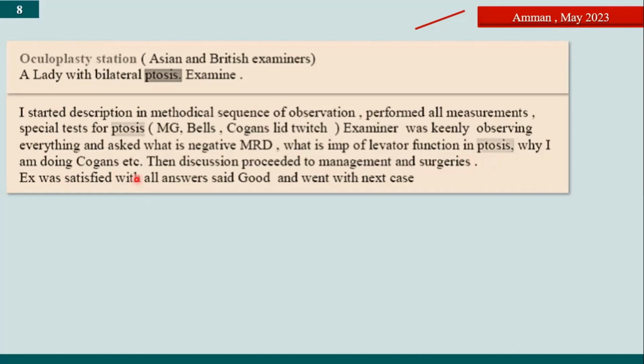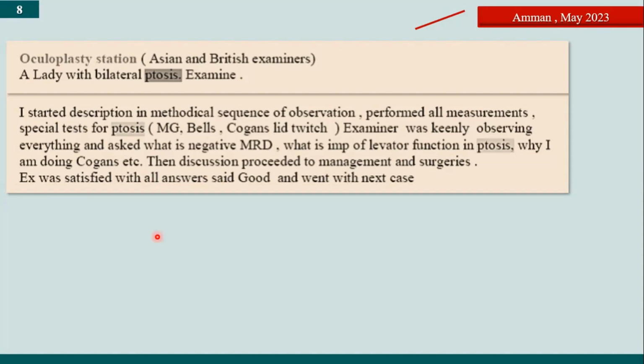Okay. And why do Cogan's twitch? To look for any signs of myasthenia gravis. Okay. Keep going. Then the discussion proceeded to management and surgeries. The examiner was satisfied with all the answers, said good, and went on to the next case.